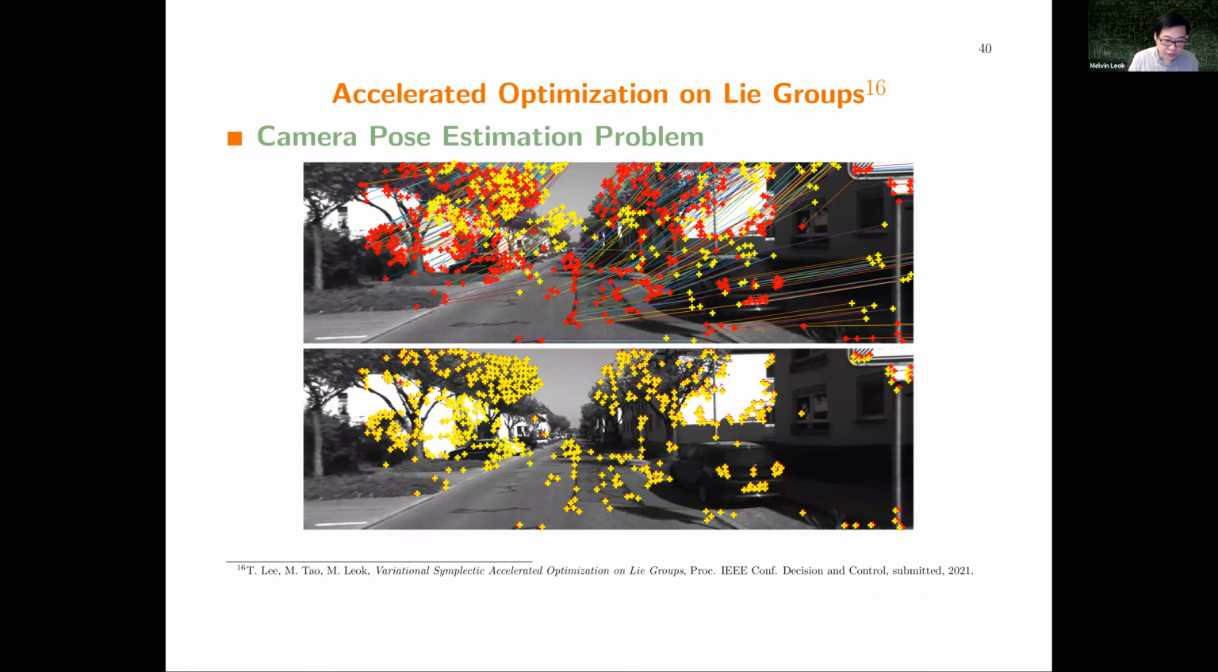So this is a more practical, engineering-motivated application where you're trying to infer the poses of the camera from the data. You can think of that as an optimization problem on the space of camera poses, which is a manifold. And again, this seems to do a really good job. So this is the prior thing, with the mismatches, and then this is after the registration is done.